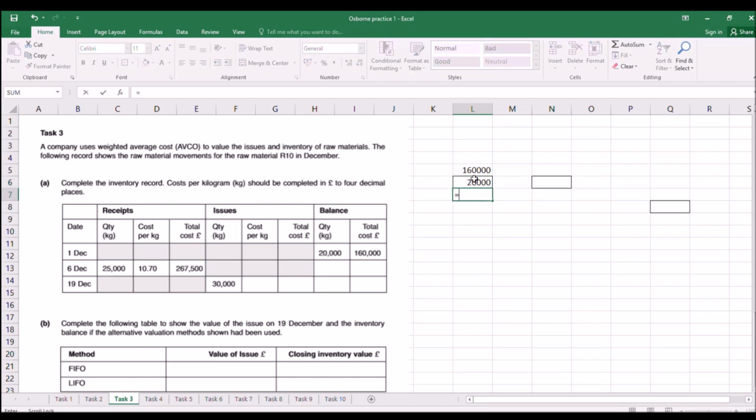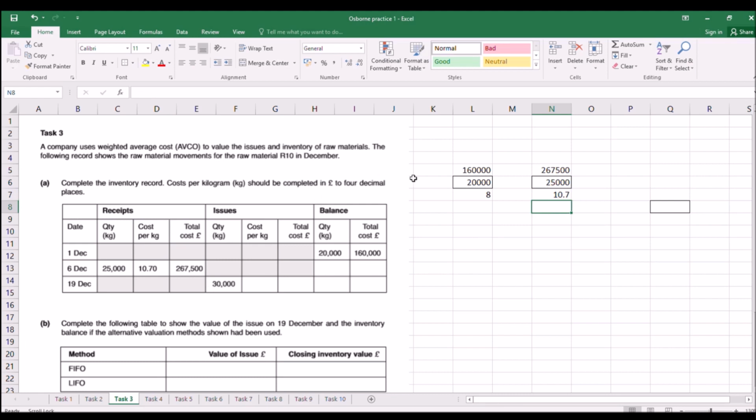and that costs £160,000. So the price per unit is going to be £8. Then along comes another truck, and it's got 25,000 on top, at £10.70. Just checking the addition. Yeah. Okay, so that's the position there.